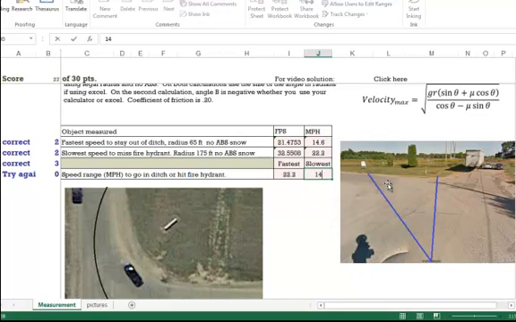Ooh, 14.6. And so if you've got all 30 of the points, I guess you're done.